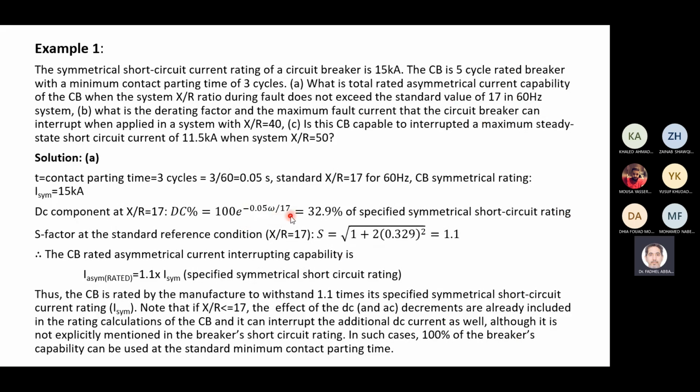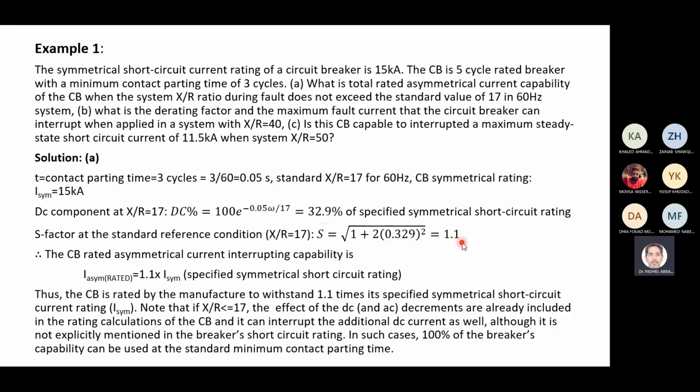I can substitute directly now. Omega is 2 pi f, where f is 60 Hz. I get 32.9%. When I substitute in the formula, the square root of 1 plus 2 times the percentage DC squared, I get 1.1.